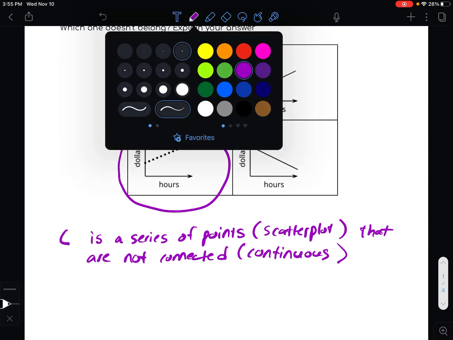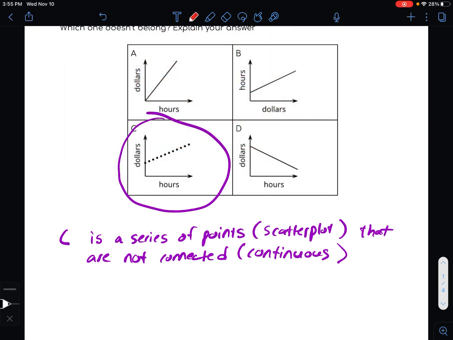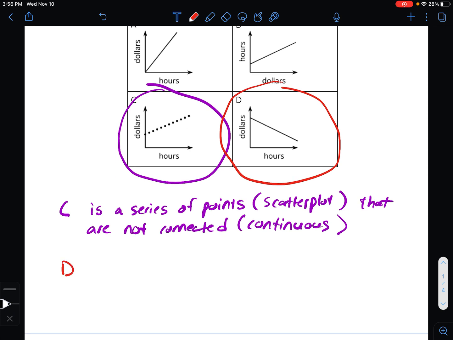Or maybe you looked at this and said, well, I think D doesn't belong. D doesn't belong because maybe it's decreasing and the other ones are increasing. So D is going downhill, so D is decreasing, and the others are increasing from left to right.